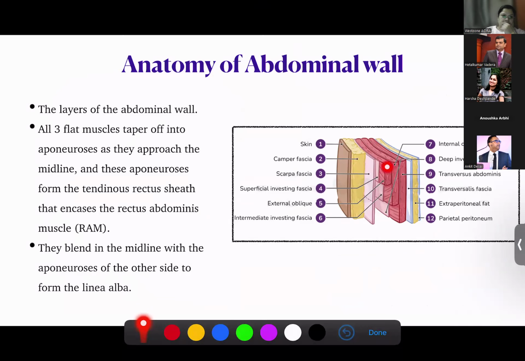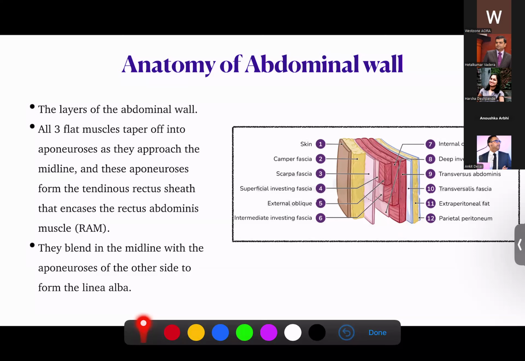Then we go towards the external oblique muscle, and the fascia beneath it is the intermediate investing fascia. Then internal oblique muscle, the deep investing fascia, transversus abdominis, transversalis fascia, extraperitoneal fat, and the parietal peritoneum.